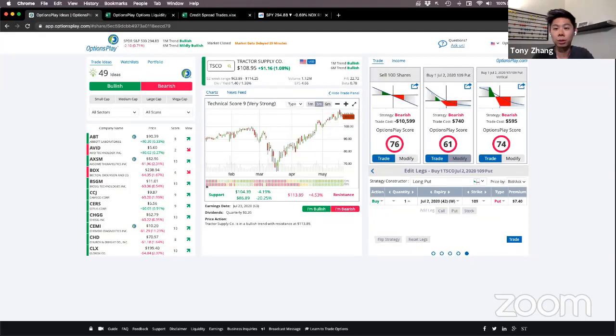Can you sell a credit spread or debit spread when you don't have the stock? Yes, you do not need to own the stock to sell a credit spread or buy a debit spread.